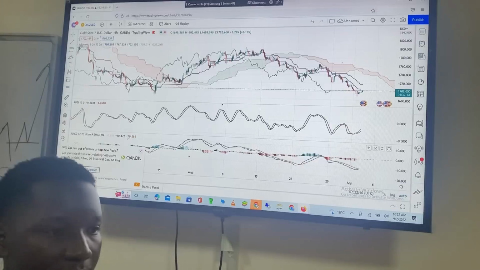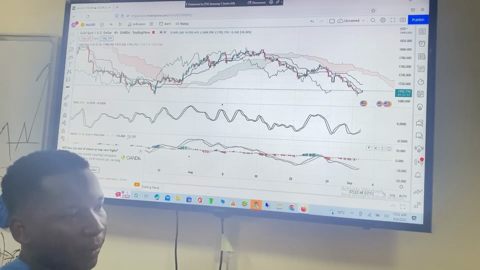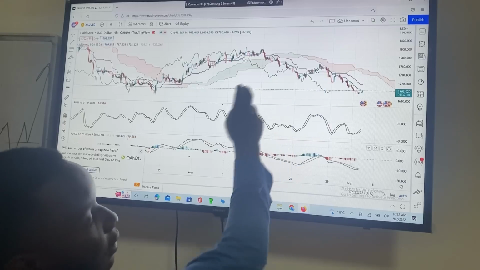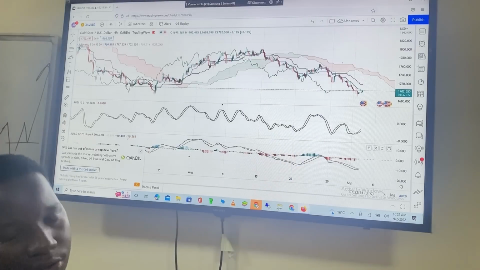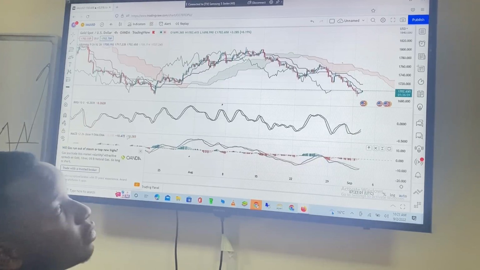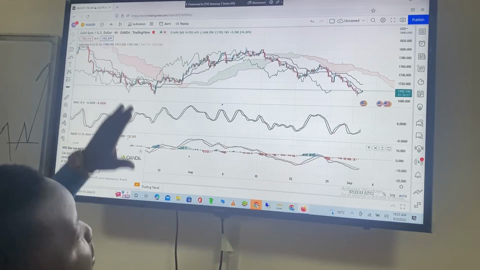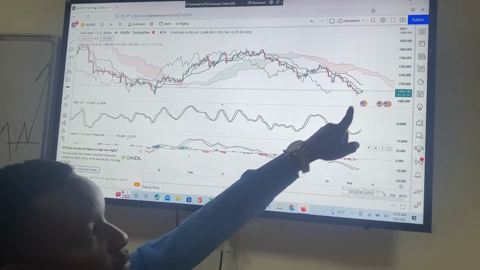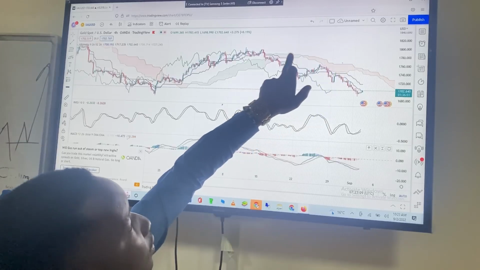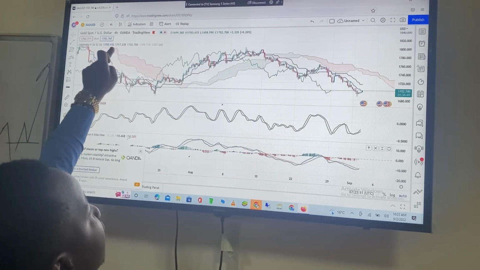Ichimoku cloud is usually Japanese. The blue line, the red line, and also the lagging span, the green line, usually have Japanese names, but that is not important. What is important is to understand the concept behind Ichimoku, and the concept is very simple. The first thing you do, after you get into the chart, is look at the position of the price in relation to the cloud. The cloud is this one, the one that looks like a river.